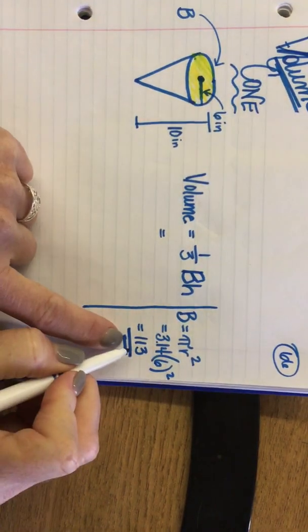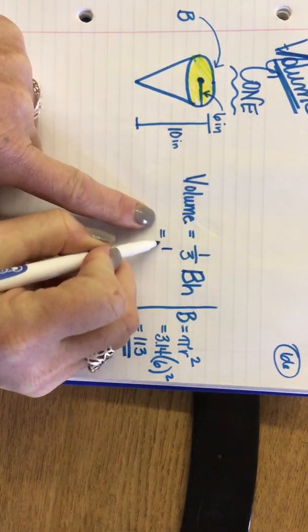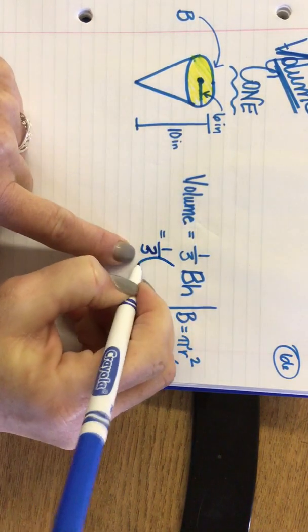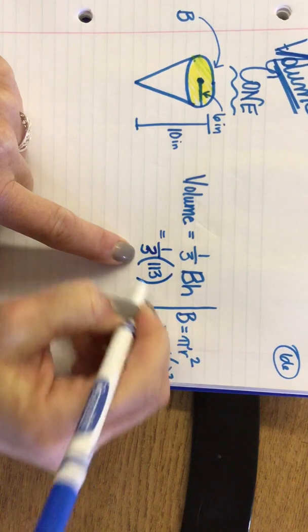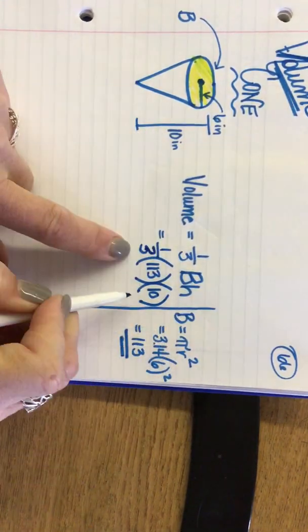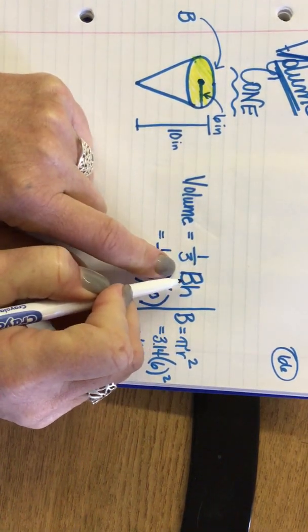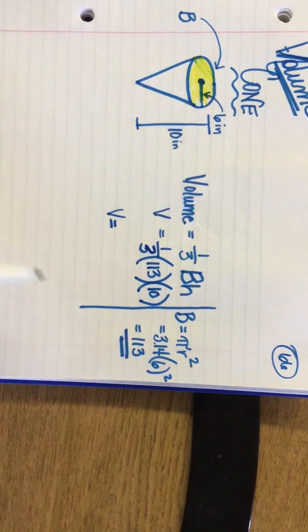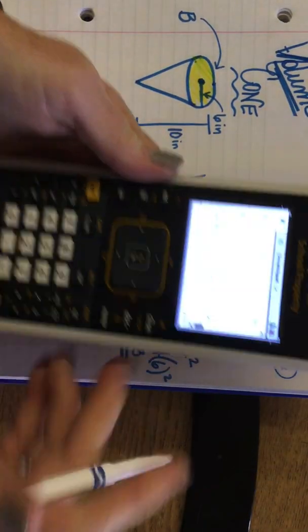So now what I need to do is substitute. It's similar to what we just did. 1/3 times 113, and all I'm doing is substituting my values into my original equation. And that's it. And now all I do is calculate.